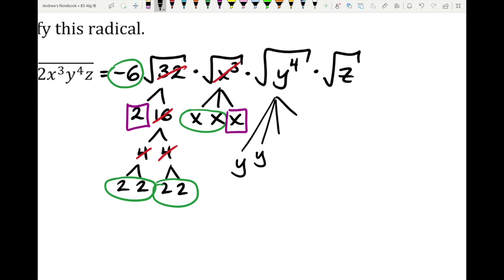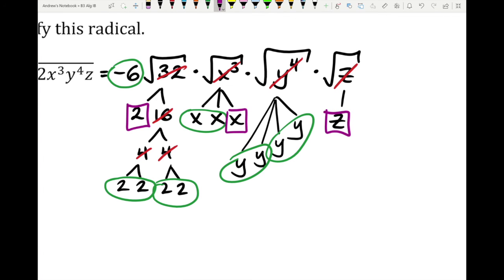You can do kind of the same thing for y to the fourth. We've got 4 different y's that all multiply together to give us that y to the fourth. And so when I'm grabbing the pairs of these, I've got one pair and a second pair of those y's. As for z, unfortunately, nothing going on there, so that's going to have to just be on its own on the inside. Oh boy, what a mess does this look like.